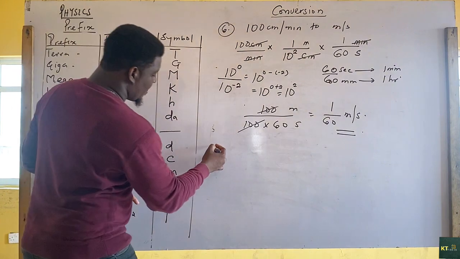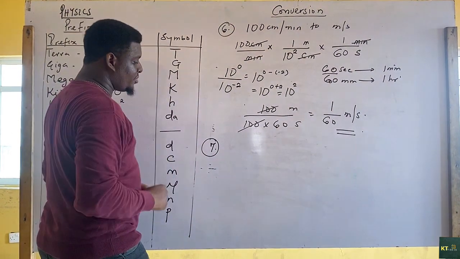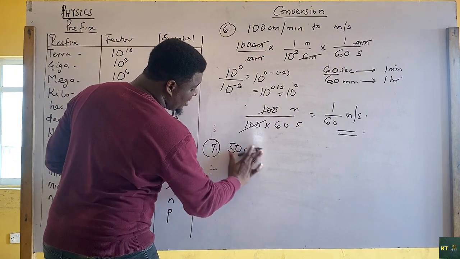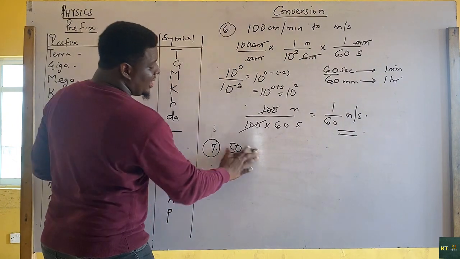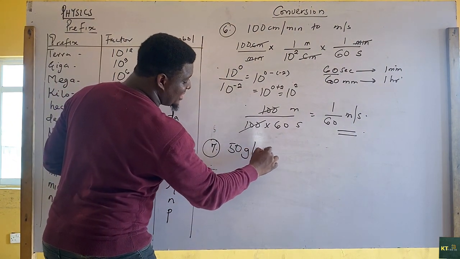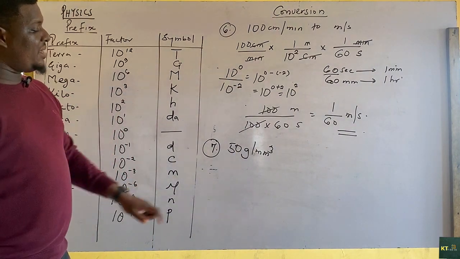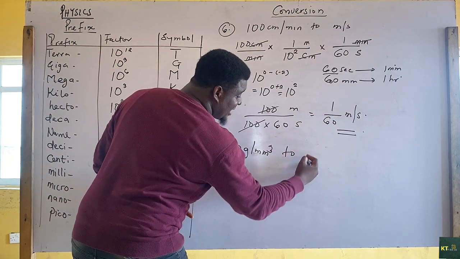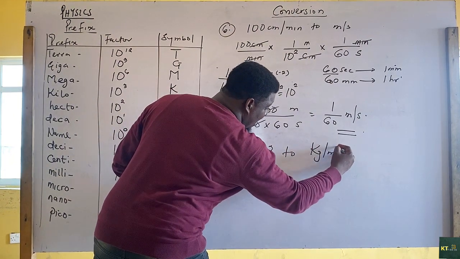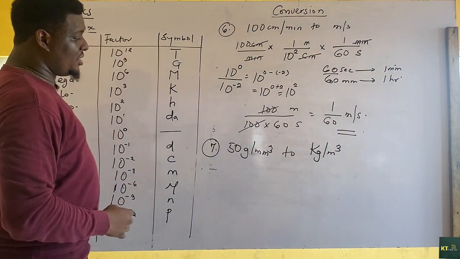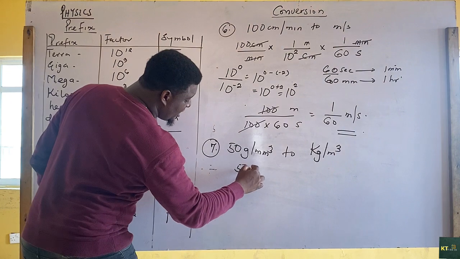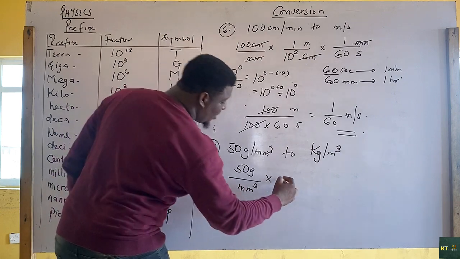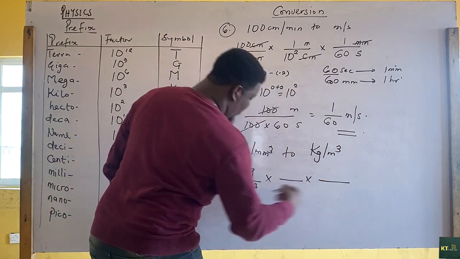Now let us look at the last one. Let me take it to mass. Let us say 50 gram per millimeter cube. Gram per millimeter cube is talking about density. So this actually was converted to the standard unit, which is kilogram per meter cube. So how do we solve this? That will be 50 gram over millimeter cube. So let us see how we can convert gram, and also see how we can convert millimeter cube.